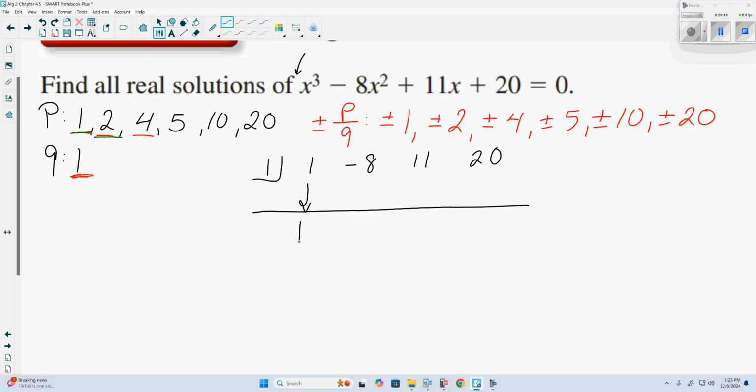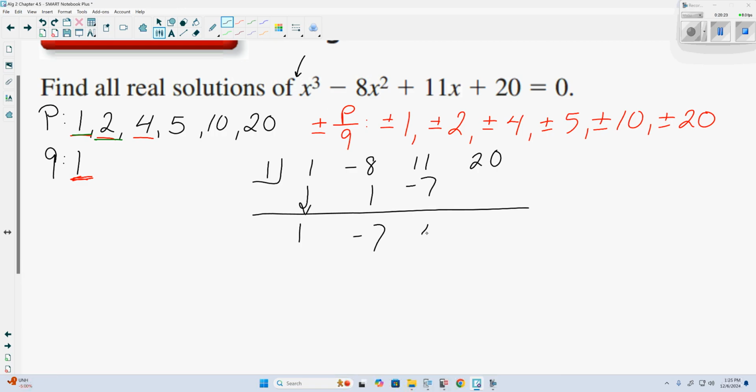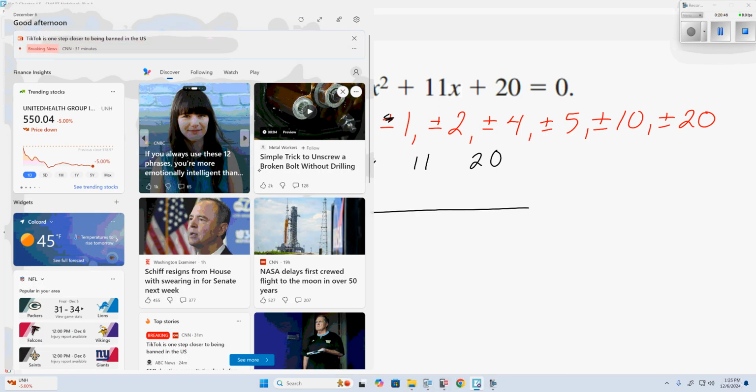So I would watch this first one here because we'd go 1 times 1 is 1. -8 plus 1 is -7. 1 times -7 is -7. 11 plus -7 is 4. 1 times 4 is 4. And 4 plus 20 is 24. Is that a remainder of 0? Nope. So that means +1 doesn't work. All right, so +1's out, which means we would move to -1 and try it again.